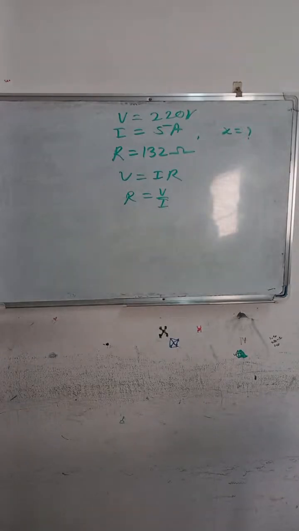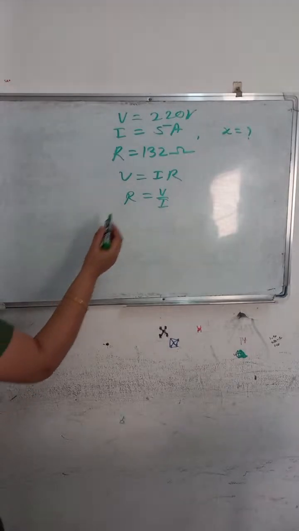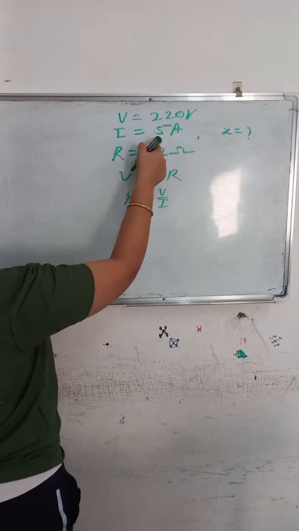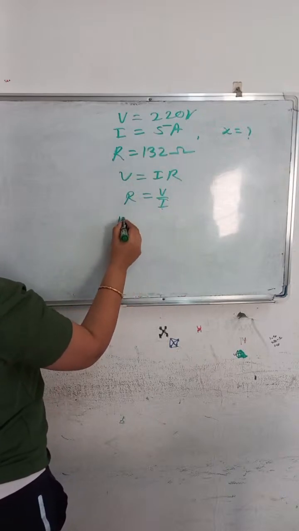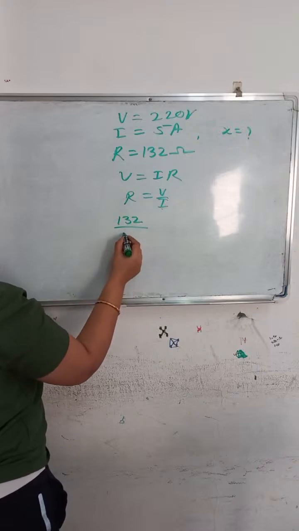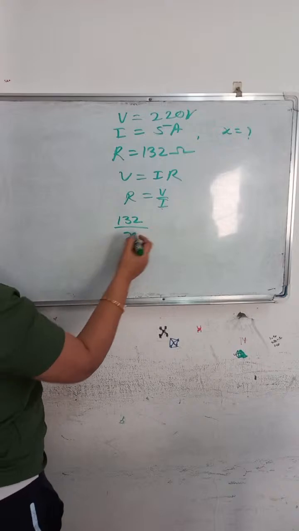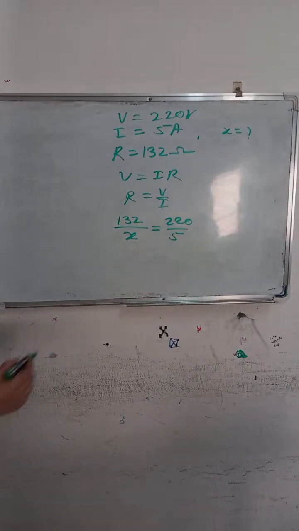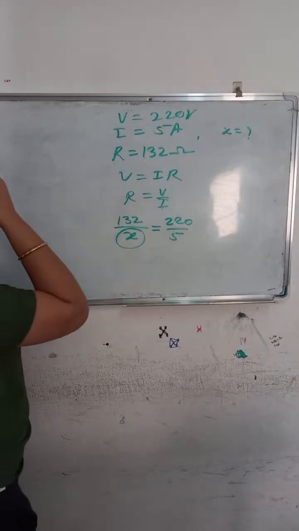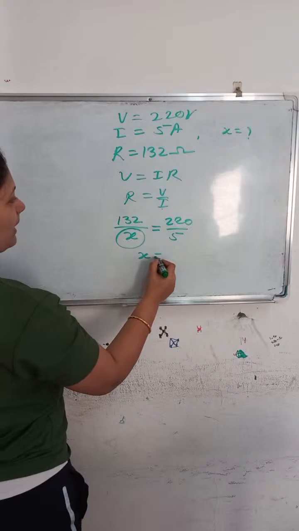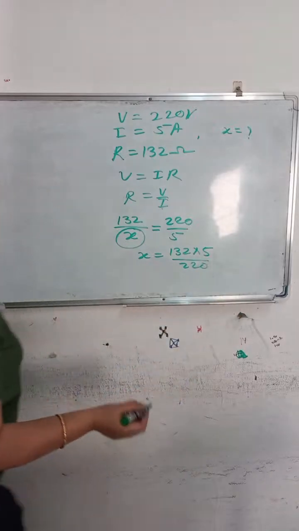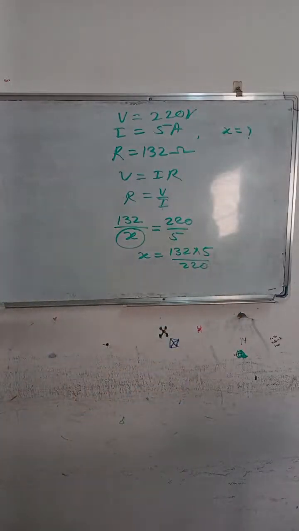So here we can say when there is a 220 volt of potential difference, in that case 5 ampere amount of current is there. So if 132 ohm resistors are there, then how many resistors are there on 220 volt 5 ampere line. Here we are interested to find the x value. So take a cross multiplication. X is equal to 132 into 5 divided by 220 and find out this. Check what is the answer.